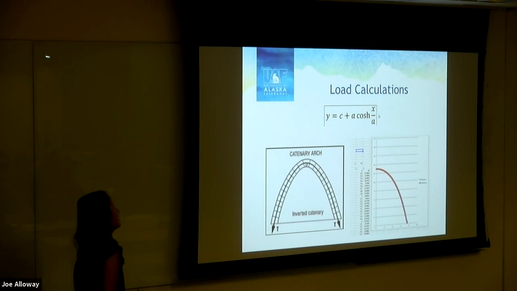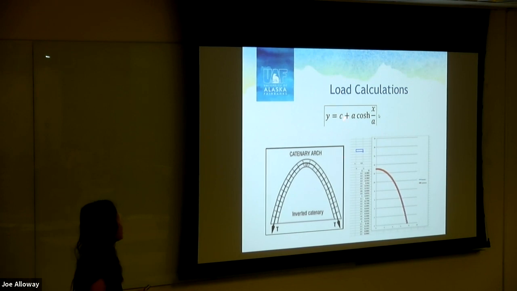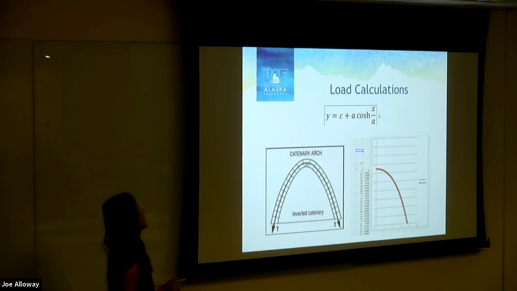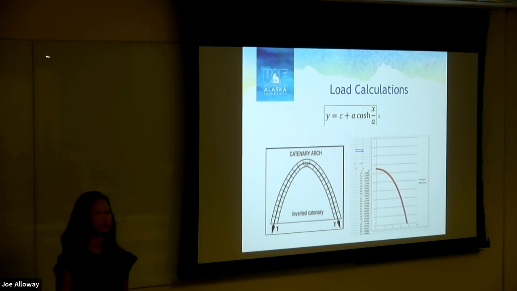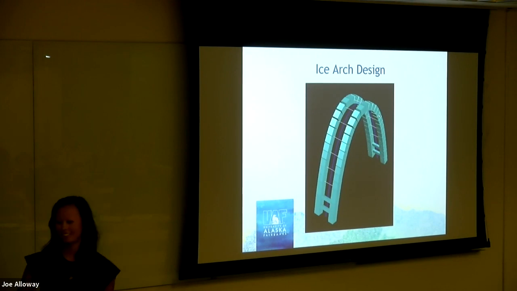So for load calculations, I also followed the catenary arch, just a simple, quick way to make sure that the arch will hold its self-weight. Following this equation, which gives you a sag curve, I inverted it to make the arch shape, put this in Excel to plot the points that I needed, and then put those points into CAD to get appropriate points and an appropriate drawing of what it should look like. And then, once again, you see the photo.